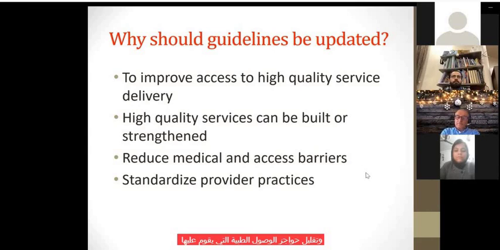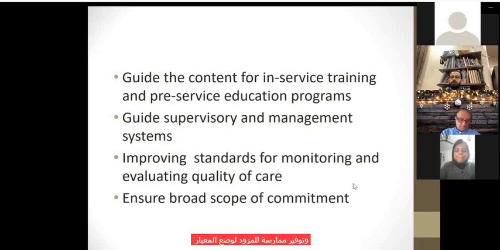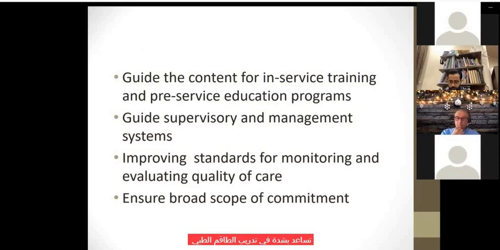and reduce medical access barriers which are faced by the providers during the practice, and to standardize provider practice, to make the standard practice for the care provider and doctors. They guide the content for in-service training and pre-service education programs. They are highly aiding for the training for the medical staff.